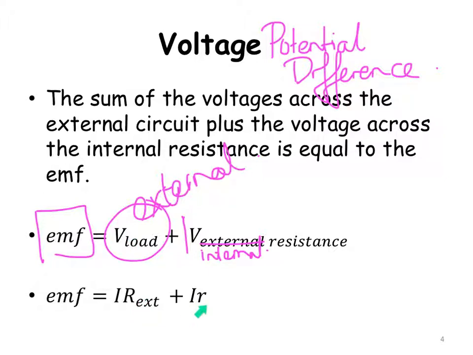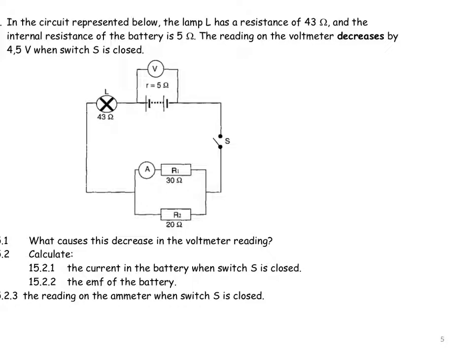The series current multiplied by the internal resistance gives me the internal potential difference, or another name for this is lost volts. And when I put those two together, we get the EMF. Let's look at an example.